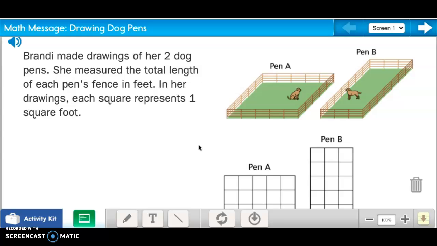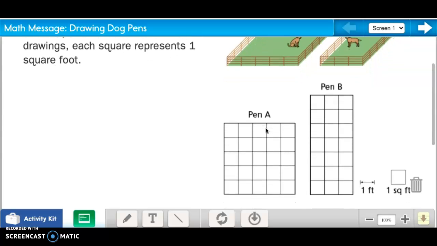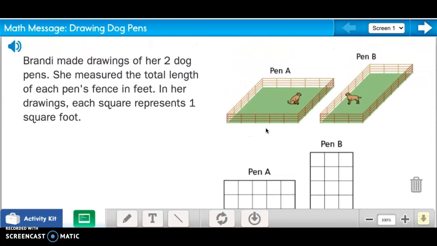So today you can follow along in Journal 129 or slide number 2. It says drawing dog pens. Brandy made drawings of her 2 dog pens. She measured the total length of each pen's fence in feet. In her drawings, each square represents 1 square foot. So this is not inches or yards, it is feet.